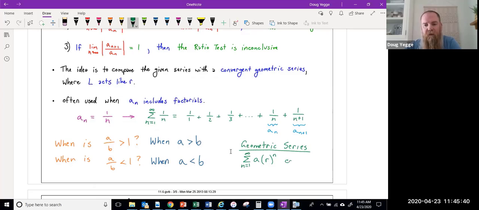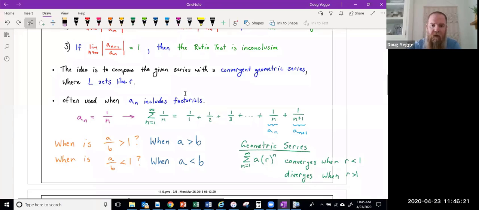converges when R is less than 1, but it diverges when R is greater than 1. Now, technically, it converges when R is between -1 and 1. But in general, what we're recognizing here is that if R, the common ratio, is smaller than 1, it converges. And if R, the common ratio, is greater than 1, then it diverges.